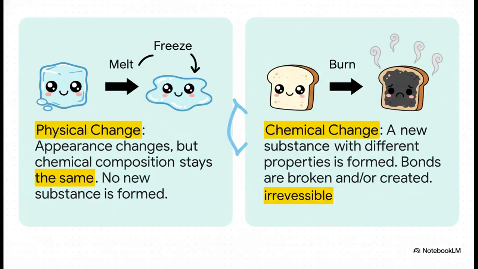And this is the crucial difference between a physical change and a chemical change. A physical change just alters the form, but not the identity. It's still the same stuff underneath. A chemical change, though, that's a total transformation. It literally breaks and reforms chemical bonds to create brand new substances with totally new properties.